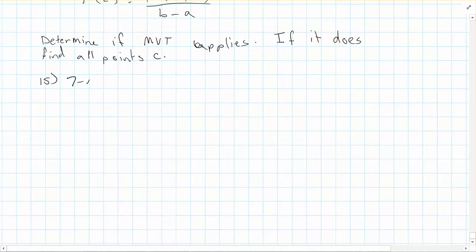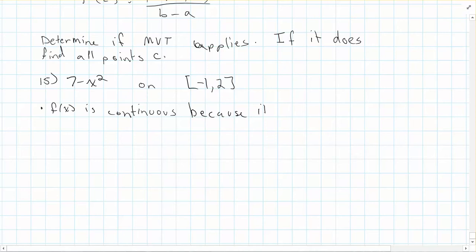So we have 7 minus x squared on the interval -1 to 2. And remember, we need to first check to make sure that the mean value theorem applies. Well, f of x is continuous, and we should all know why it's continuous at this point, because it is a polynomial.